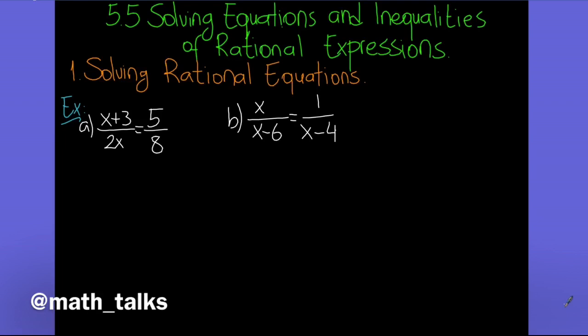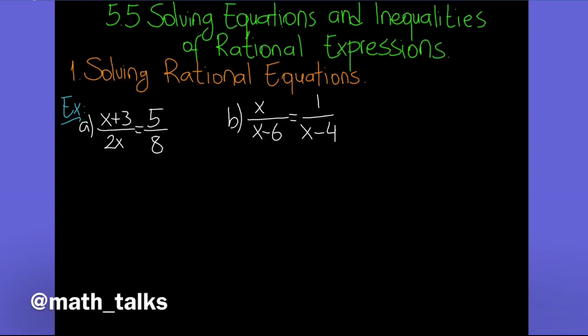Firstly, all the variables must be on the same side and the coefficient of x must be 1. In that case you can find your value of x. Here we'll also try to find the value of x, but we have an exception: in the end you have to check your answer by substituting into the first given rational expression. So let's start. Firstly, I have (x plus 3) over 2x equals 5 over 8.